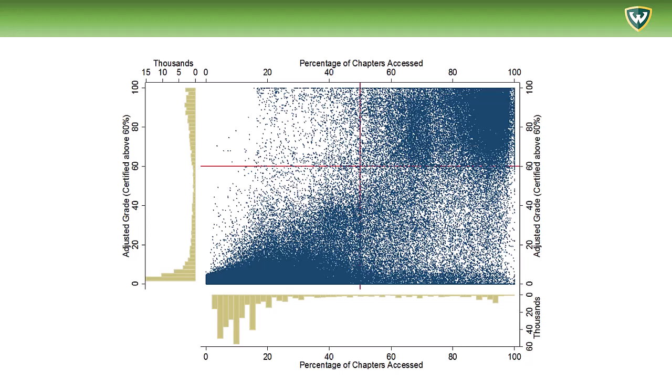And there's a kind of clear pattern here, right? A lot on the top right is very dense, a lot going on here, and on the bottom left as well. So people with low chapters accessed also generally are associated with low grade. People with high chapters accessed associated with high grade.